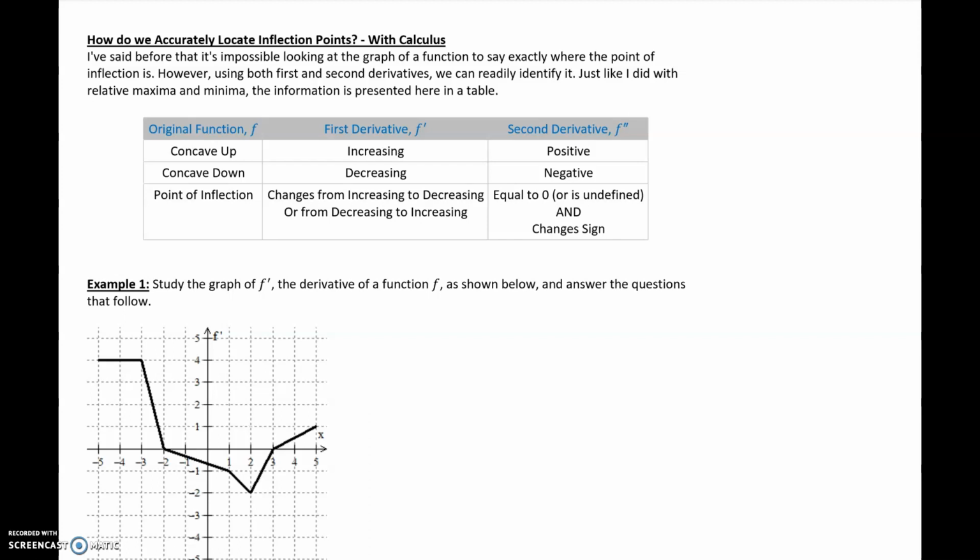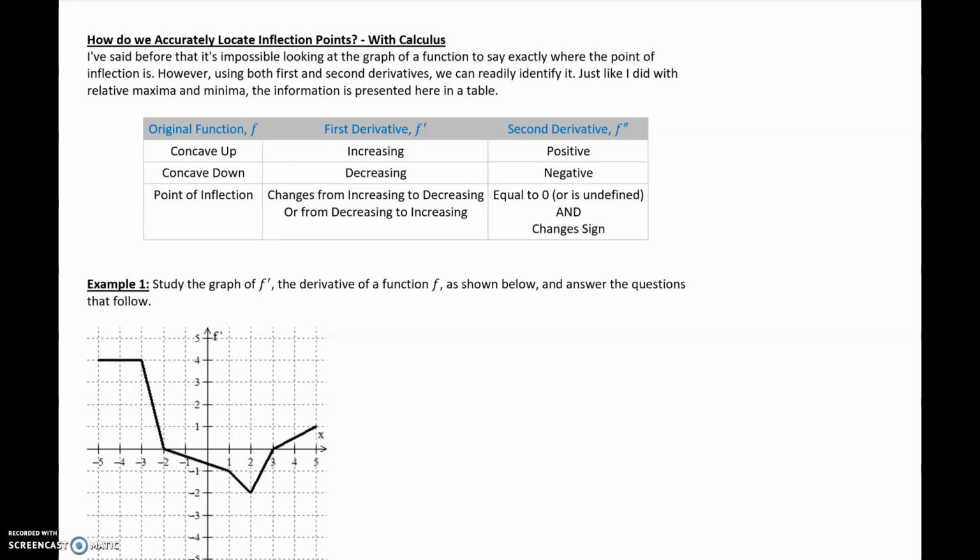I've said before that it's impossible, looking at the graph of a function, to say exactly where the point of inflection is. However, if you use first and second derivatives, actually you can use either one or the other, you can readily identify the point of inflection. Just the way we did previously with relative maxima and relative minima, I'm going to give you all the information in a table.